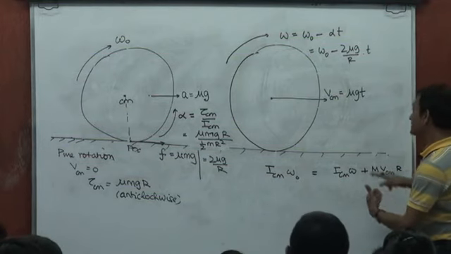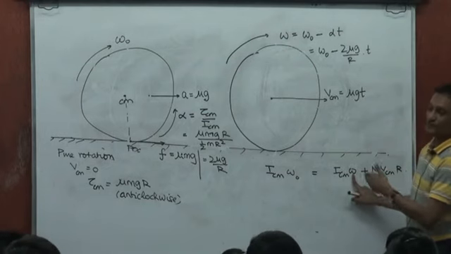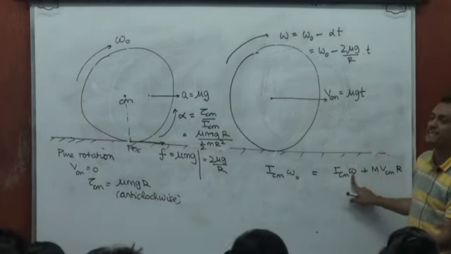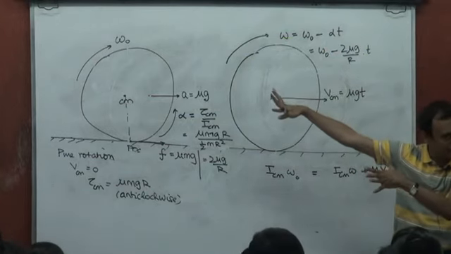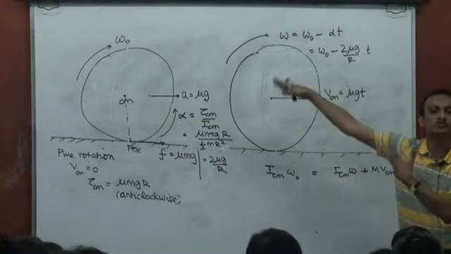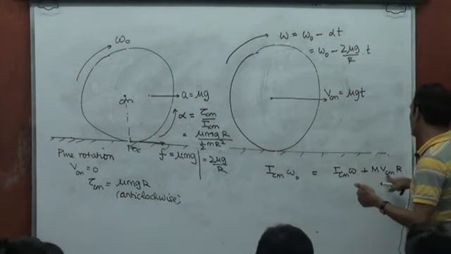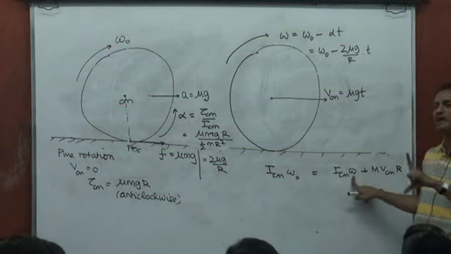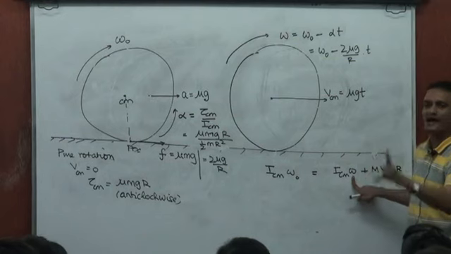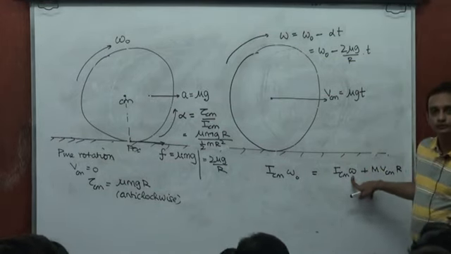And as a special case, if this happens to be a state of pure rolling, I can replace omega by vcm by r and calculate vcm directly without going through all of what we did a little while ago. We can bypass those calculations, and just by using conservation of angular momentum, I can calculate vcm at the instant when rolling starts by simply plugging in omega equal to vcm by r. Yes or no?